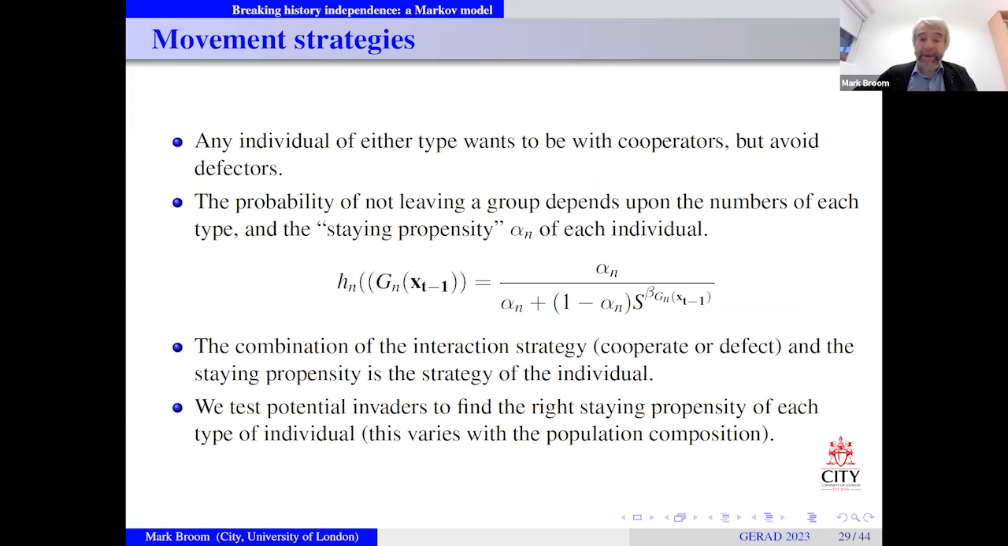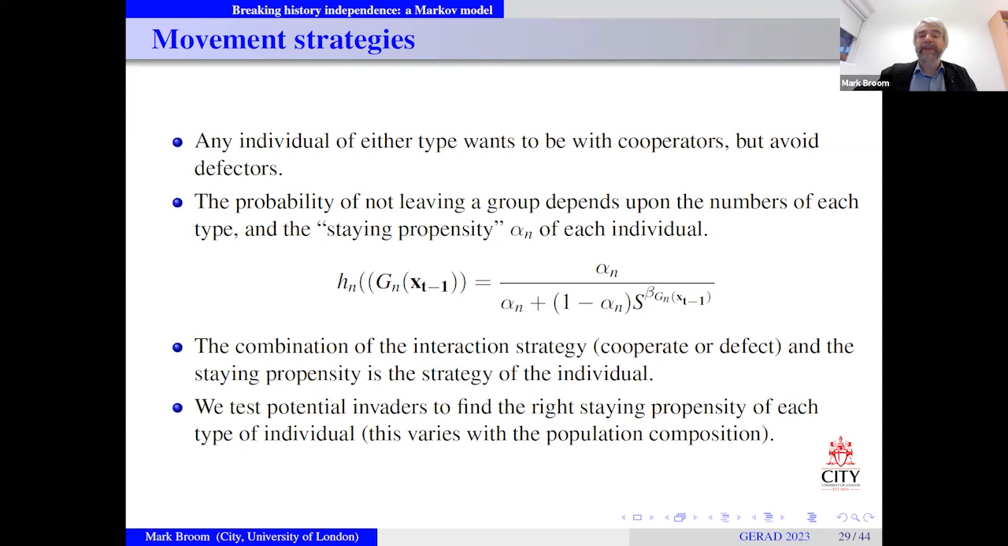So you and I will have two properties. One is whether we're a cooperator or a defector. That's my main type. But I've also got an overall staying propensity, which is how likely I am to stay. So if it's just me, the probability of me staying where I am is this alpha, and if there are other individuals there, then I factor in who's there.